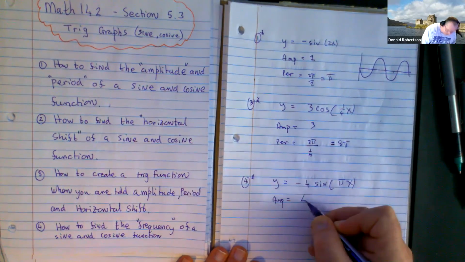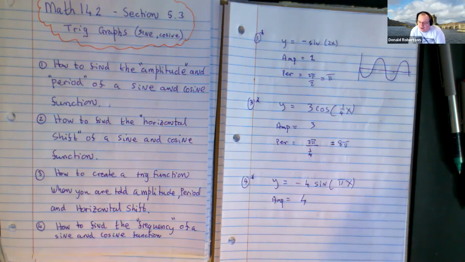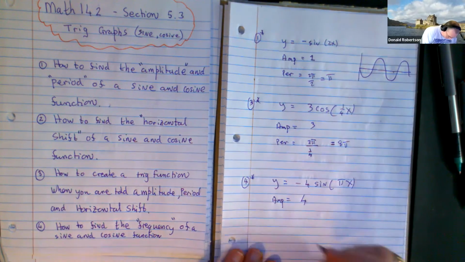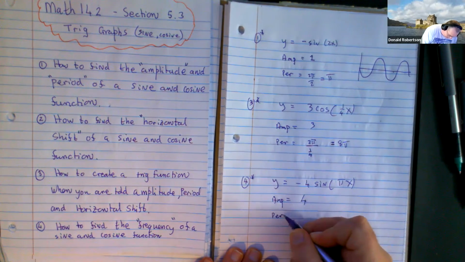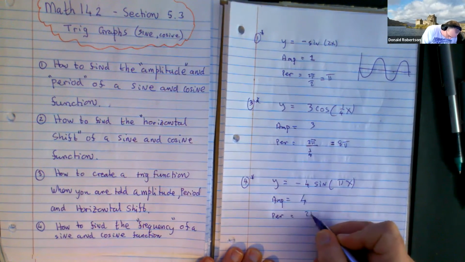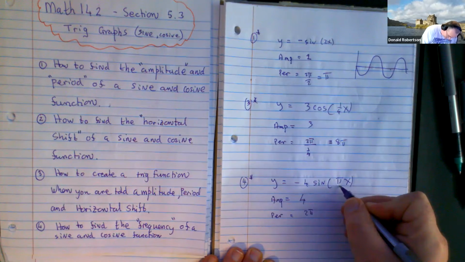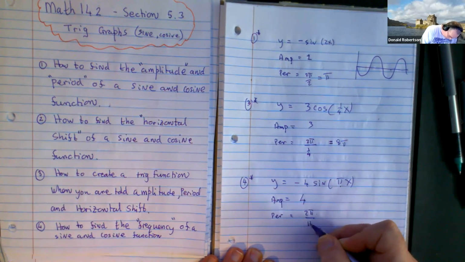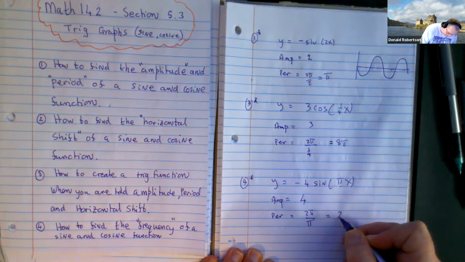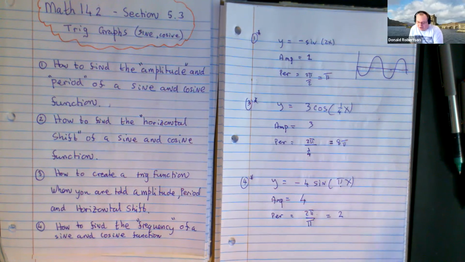The amplitude is 4. Agreed. Amplitude and period are always positive, so that's 4. The period is 2 pi divided by that, which just happens to be pi. So there is an example where the period is 2. Right? We good?